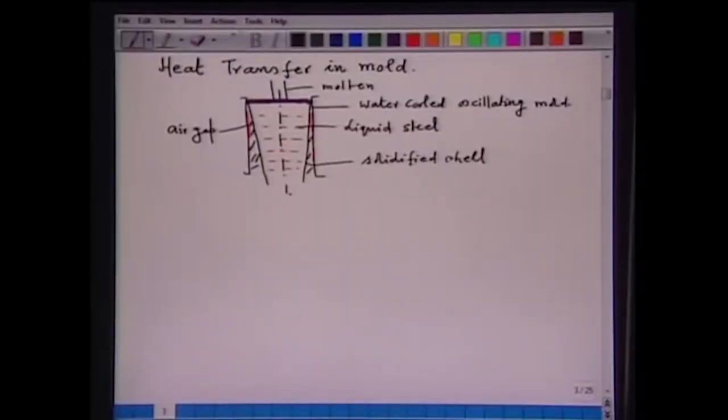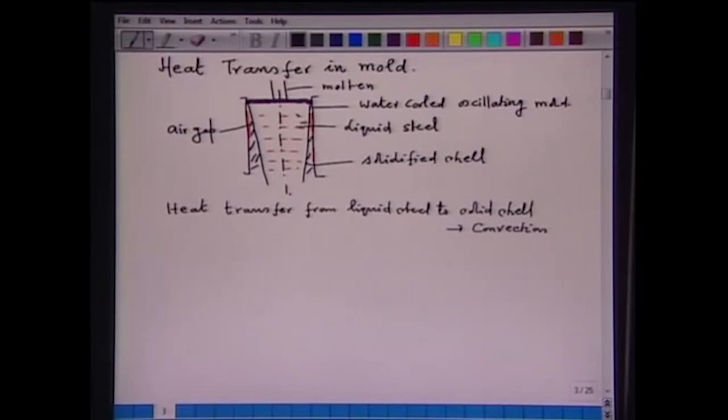So, given this particular figure, the heat transfer steps in the mold consist of, first, heat transfer from liquid steel to solid shell, and that comprises convection. What I mean is, here the convective currents are in the liquid, so on account of that, heat will transfer to the solidifying shell. Then within the solidified shell, this heat transfer occurs by conduction.